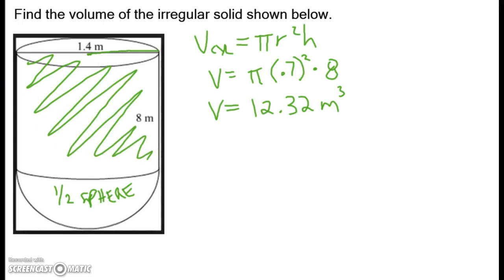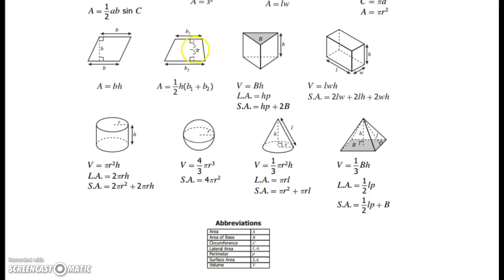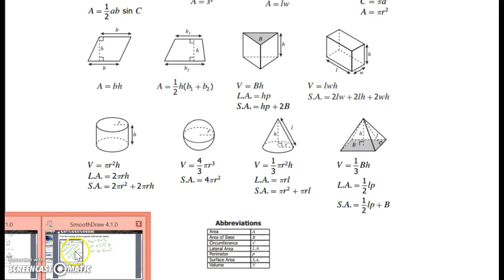All right, so now I need to find the volume of the hemisphere down here. If I look on my formula sheet, there's actually not a formula for a hemisphere. But there is a formula for a whole sphere. So I'm going to find the volume of the whole sphere and then cut it in half, because that would be half of my sphere. So the formula for volume of a sphere is 4/3 pi r cubed.